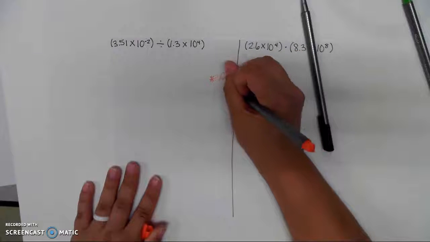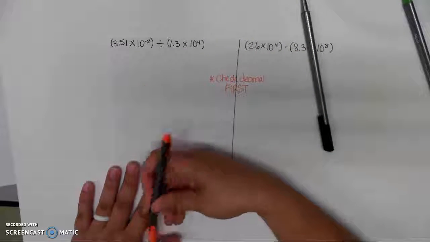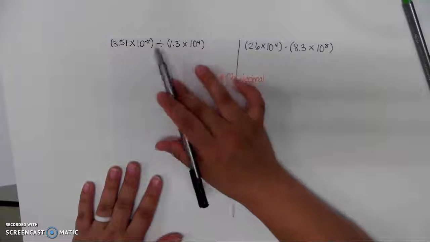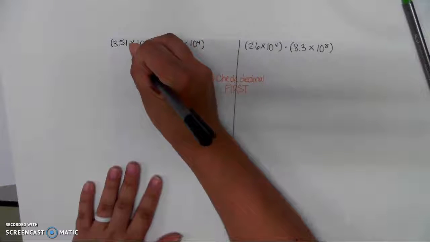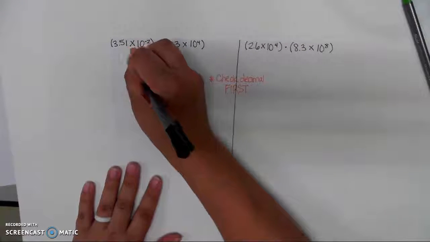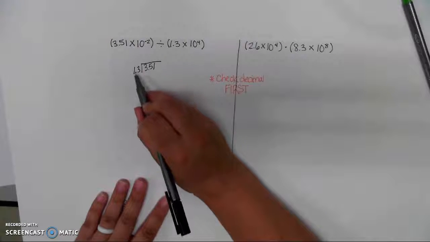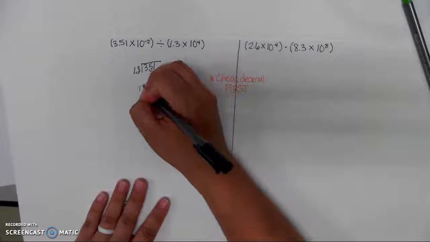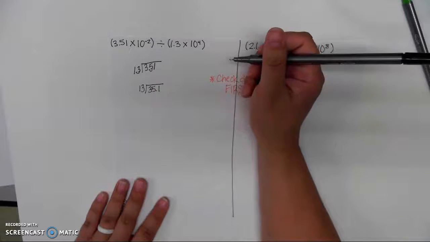So if you remember the last video, I talked about how with adding and subtracting, you look at the power of 10 first. Here you're going to do your decimal first. So my decimals say I'm going to divide. So I am going to divide 3.51 by 1.3. Now we know that if I'm long dividing this by hand, I cannot have a decimal on the outside. So I'm going to move it over 1 for both. So now I have 13 on the outside and 35.1 on the inside.